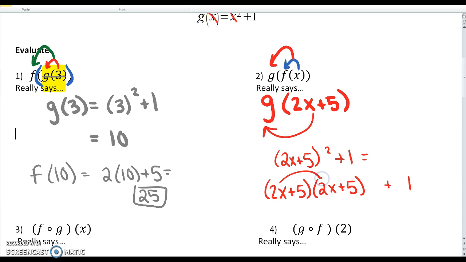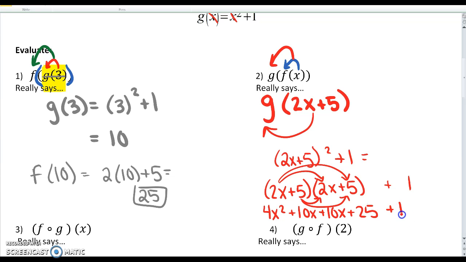So I'm going to double distribute this. 2x times 2x gives me 4x squared. 2x times 5 gives me 10x. And I'm going to distribute the 5 as well. So 5 times 2x is again 10x. 5 times 5 gives me 25.